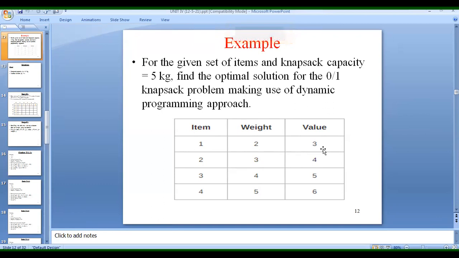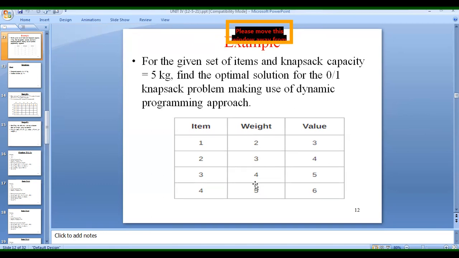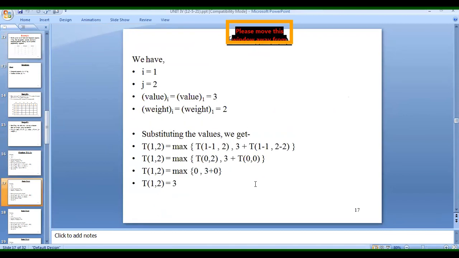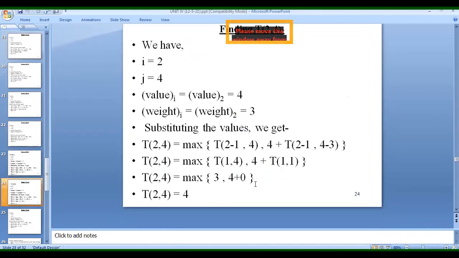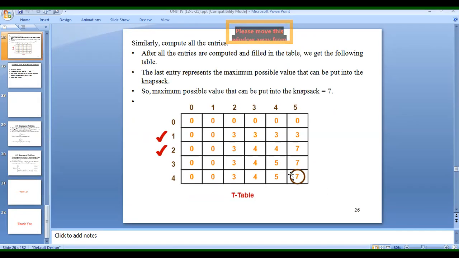Maximum profit is 3 plus 4. When you place item 1 and item 2 in the bag, what is the profit you will get? 3 plus 4, 7. You will get the $7 profit. But weight is 5 kg. So see in the table also, here 7 indicates the profit which you got after placing the two items. Maximum profit will get 7.